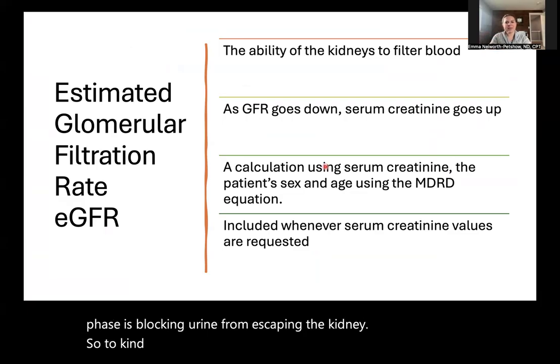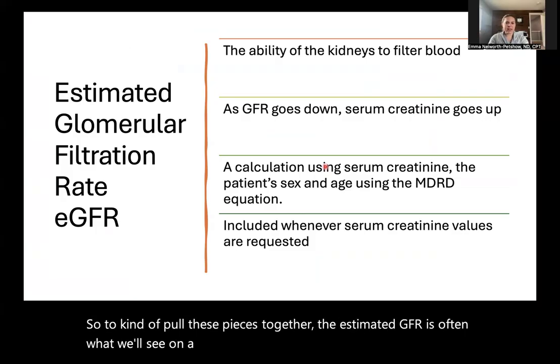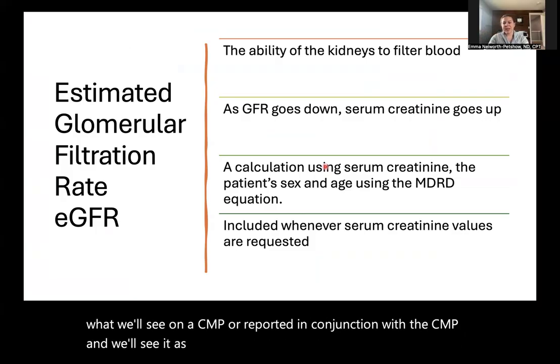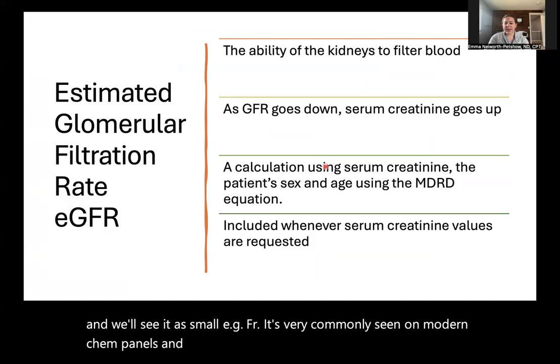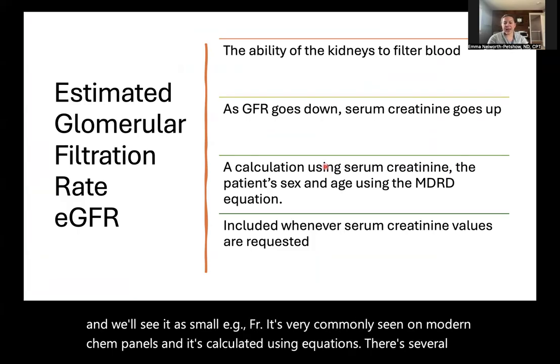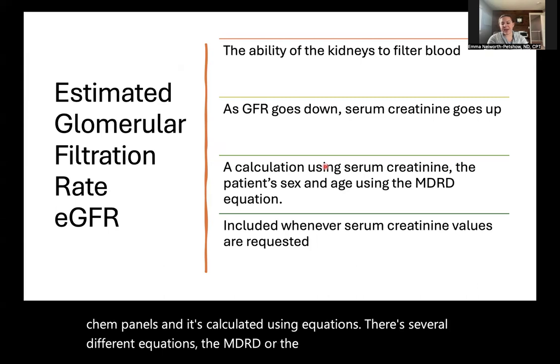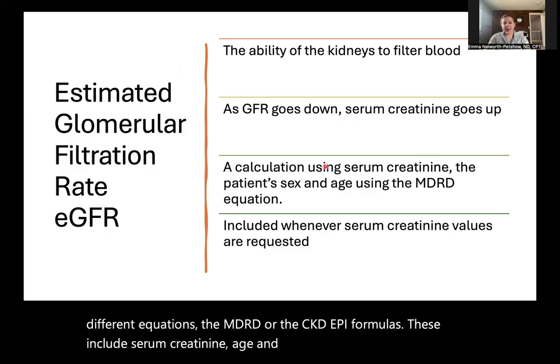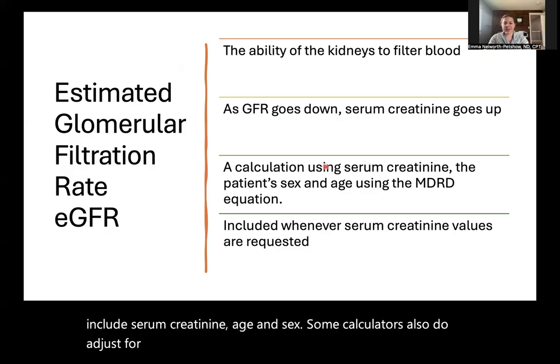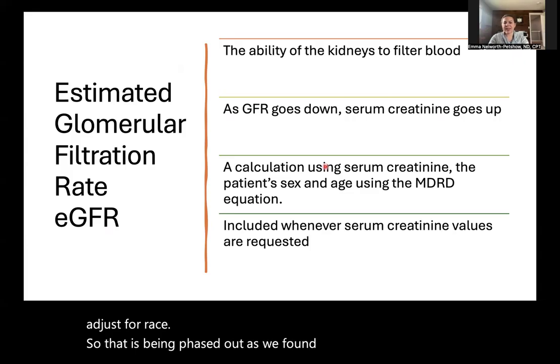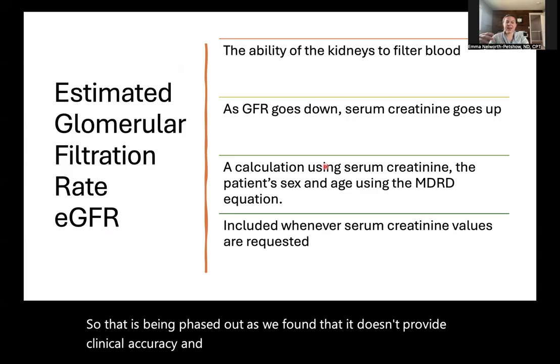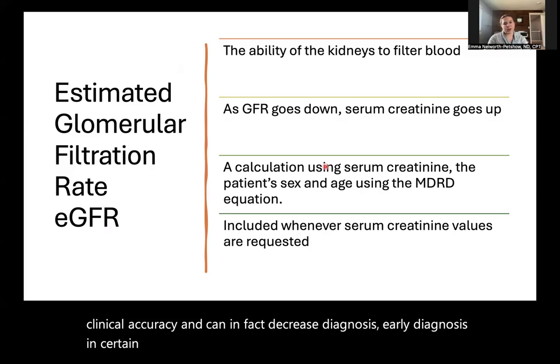To pull these pieces together, the estimated GFR is often what we'll see on a CMP or reported in conjunction with a CMP, and we'll see it as a small e GFR. It's very commonly seen on modern chem panels, and it's calculated using equations. There are several different equations, the MDRD or the CKD-EPI formulas. These include serum creatinine, age, and sex. Some calculators also adjust for race, although that is being phased out as we found that it doesn't provide clinical accuracy and can, in fact, decrease early diagnosis in certain racial minority groups.